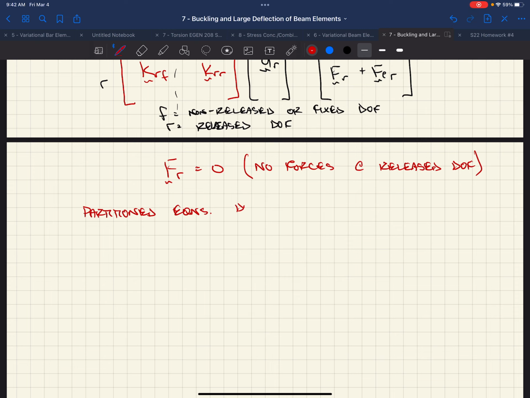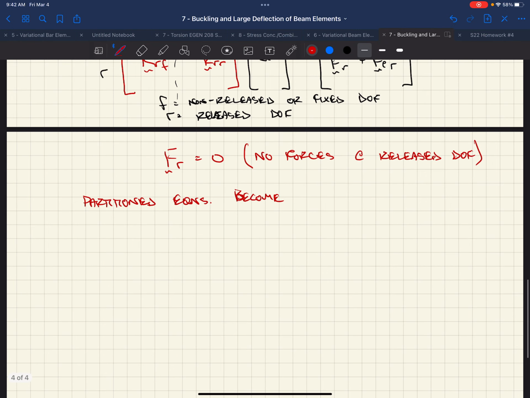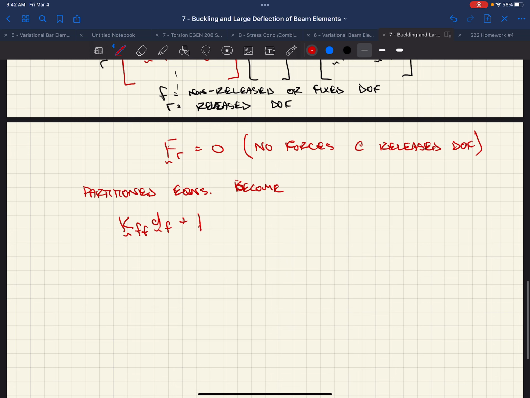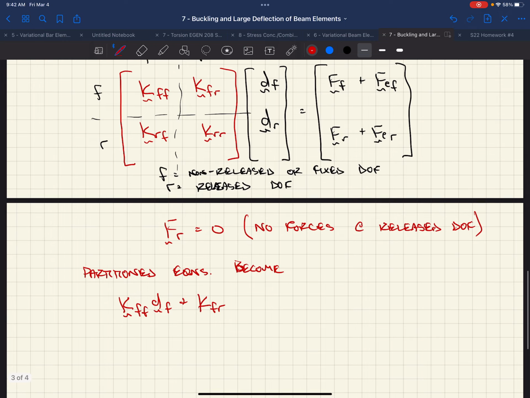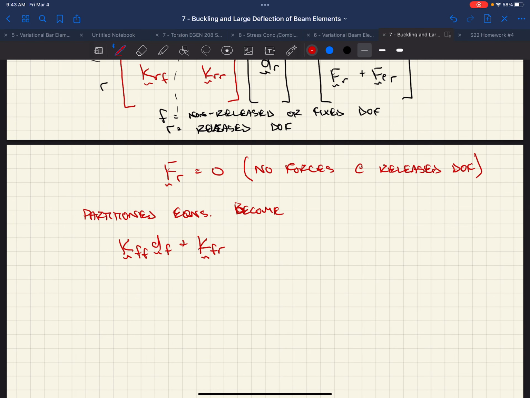Become, right? So we just multiply those series of two equations. That's what those are. There's that matrix. We get K_FF d sub f plus K_FR, right? Those are the fixed degrees of freedom, right? The row versus the column in our stiffness matrix now, times our released degrees of freedom, d_R, plus F_F, right? Our fixed forces, or forces associated with fixed degrees of freedom, plus our energy equivalent forces on the fixed degrees of freedom, F_EF. We could call this equation 1.